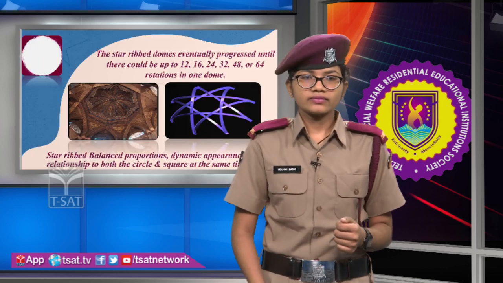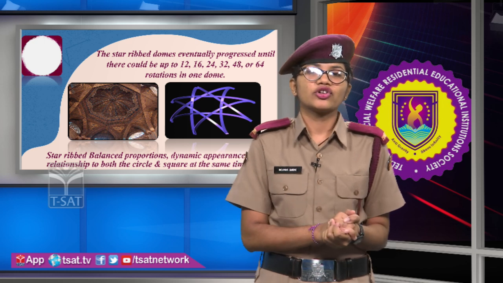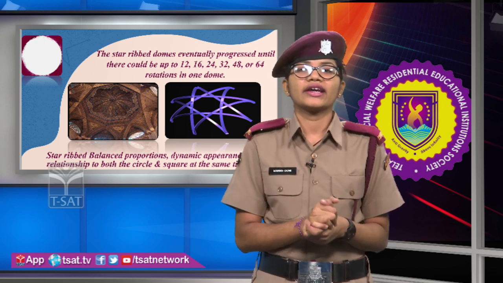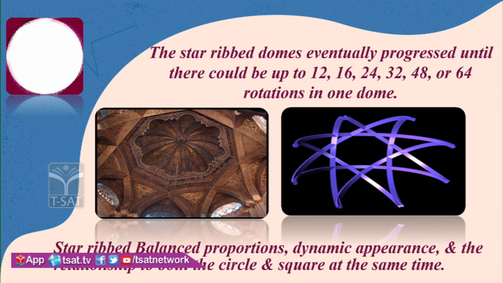Now let's see the star ribbed dome. The star ribbed dome eventually progressed until there could be 12, 16, 24, 32 and 64 rotations in one dome. It is the star ribbed dome which was seen in the cap. It is also known as a capital, which was enclosed at the upper part of the mosque. And the dome was with triangle shaped structures enclosed of the stars. The star ribbed balanced domes had a dynamic appearance and a relationship to the circle at the same time. The star ribbed balanced proportions are very much used in the construction of domes, mosques, etc.